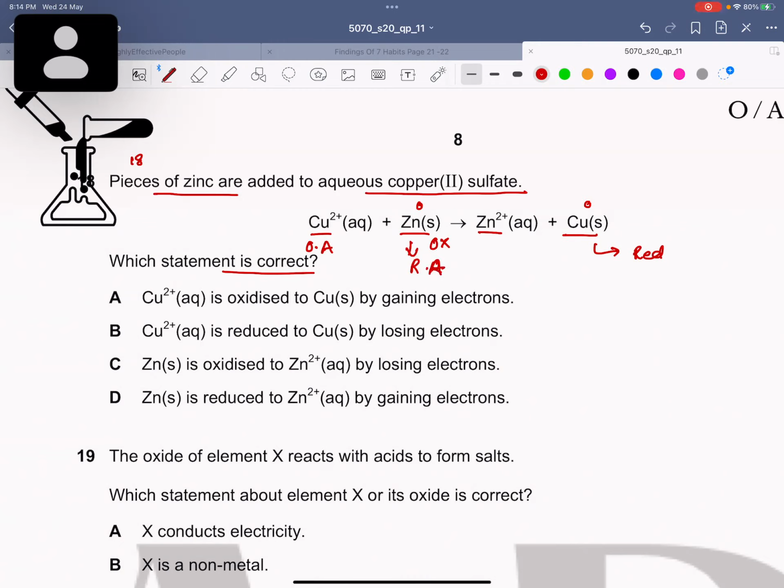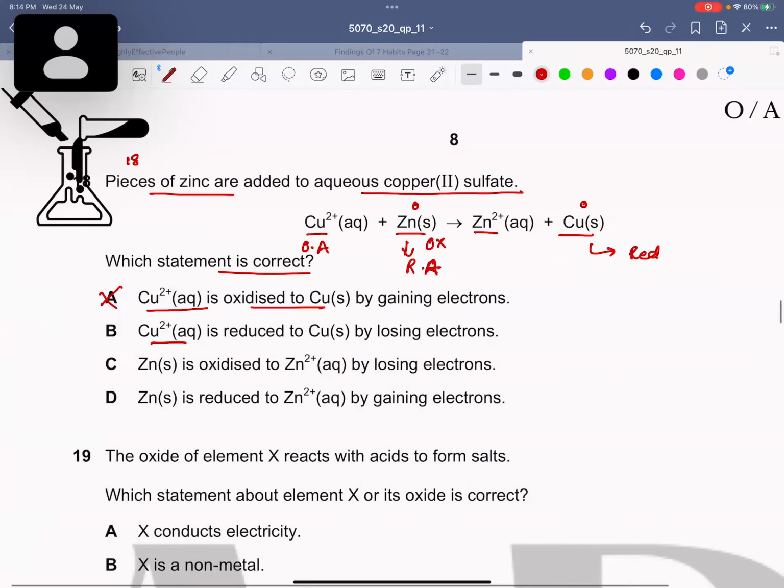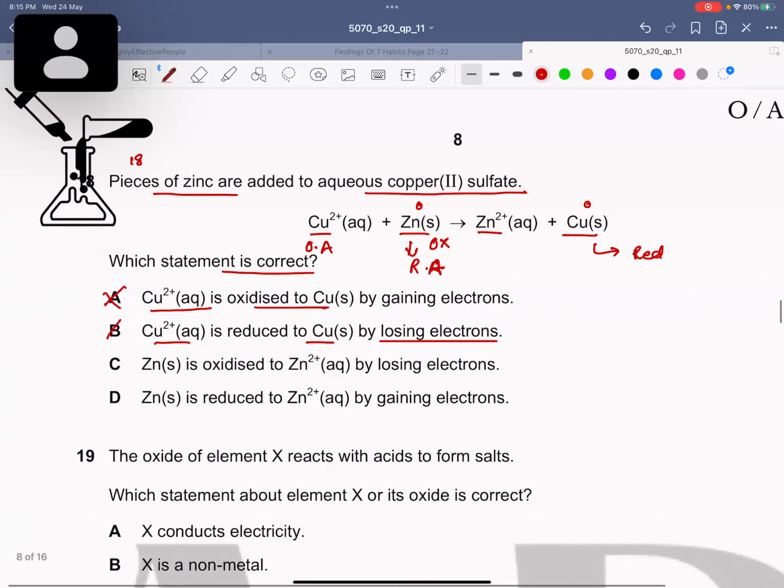Okay. So statement A, copper 2 positive ion is oxidized to copper. We have discussed they are reduced to copper. Wrong. Copper 2 positive ion is reduced to copper by losing electrons. Reduction is a gain of electrons. Wrong. Zinc is oxidized to zinc 2 positive by losing electrons. Yes, it's correct. Zinc is reduced to zinc 2 positive ion. Wrong. So C is your correct answer. Is this clear to everyone?